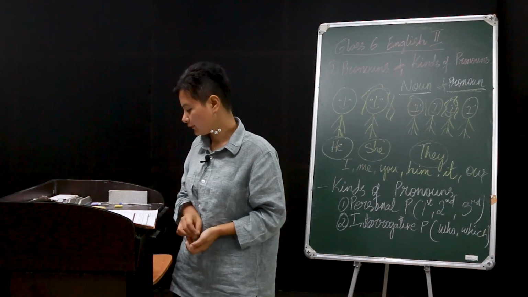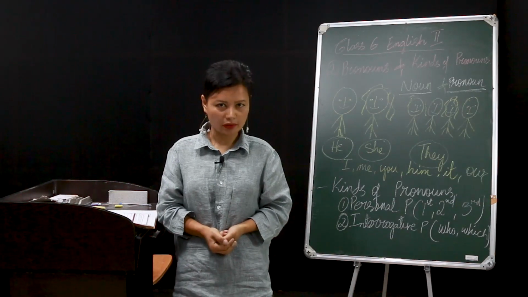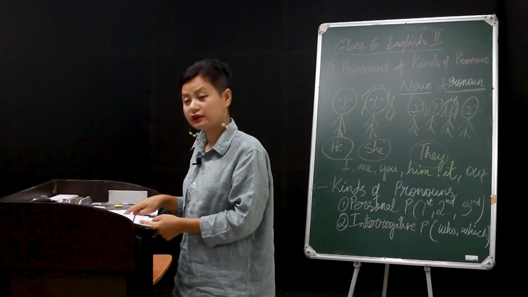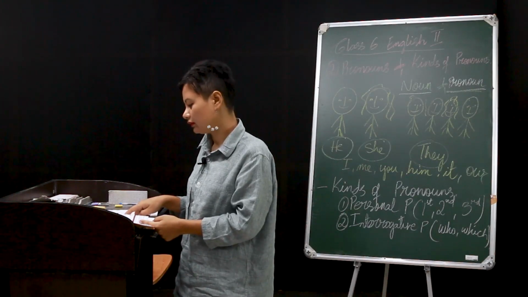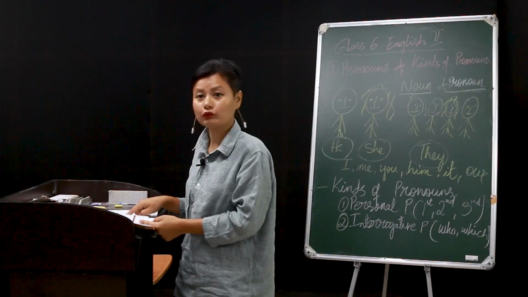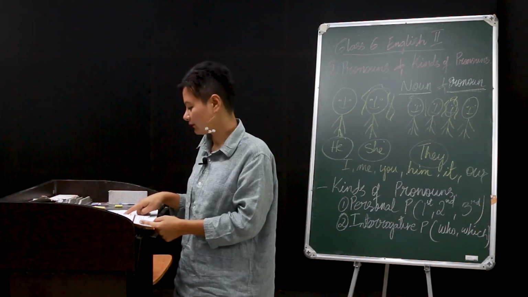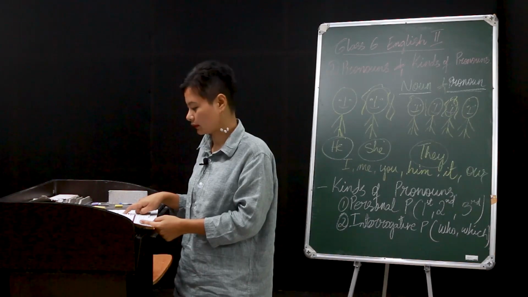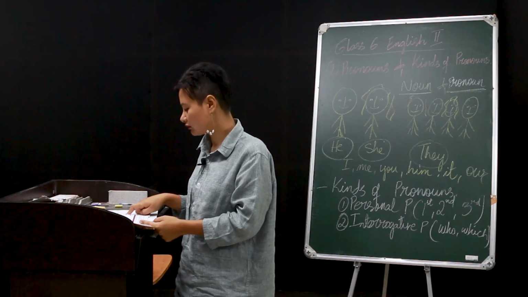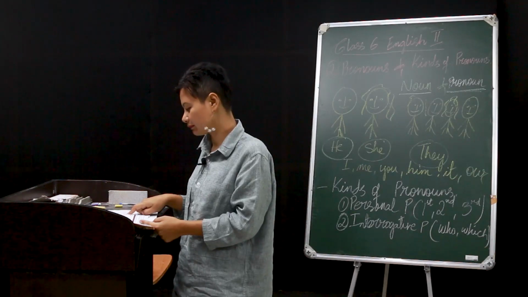So students, if you further look into the textbook, it is said that there are 8 kinds of pronouns, isn't it? So what are those 8 kinds of pronouns? Personal pronoun, that is the first one. Interrogative pronoun, the second one. The third one is demonstrative pronoun. The fourth one is possessive pronouns. The fifth one, indefinite pronouns. 6, reflective pronouns. 7, distributive pronouns. And the 8th one is relative pronouns.